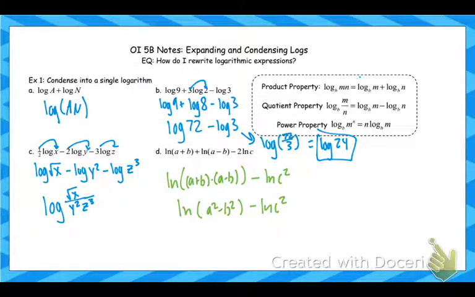So now again, I have two logs and there's subtraction. So that means there's going to be division in the argument. So this becomes a squared minus b squared over c squared.